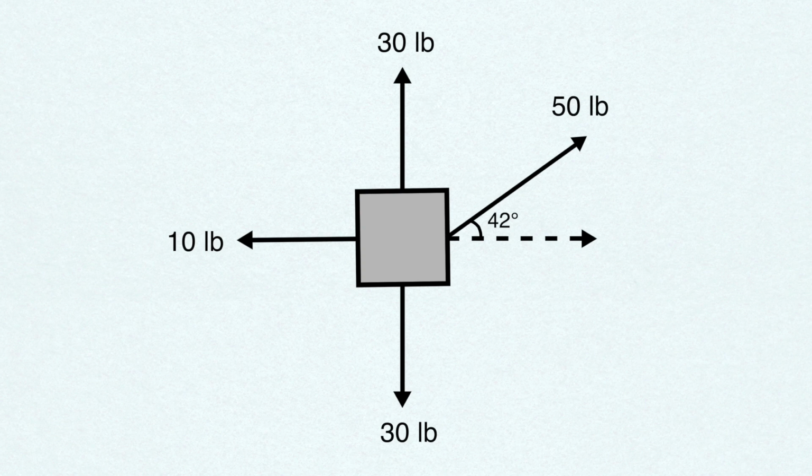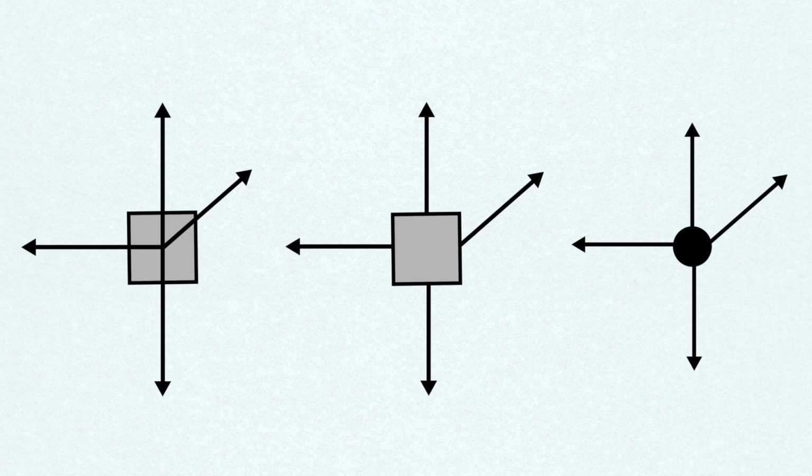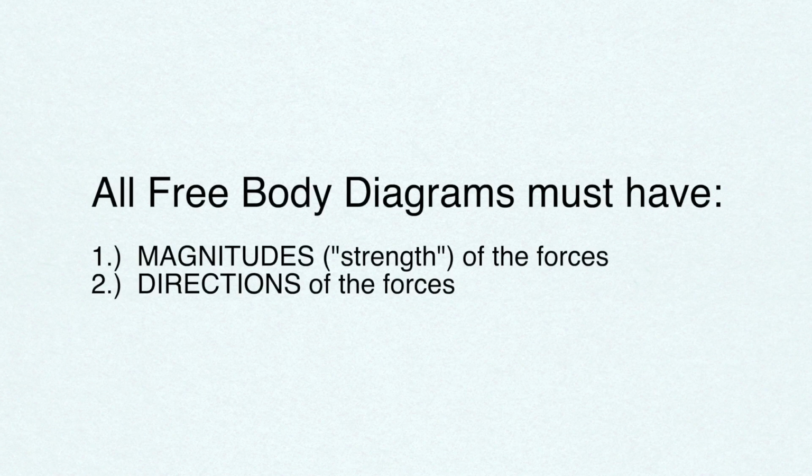Keep in mind that each free body diagram is going to be unique because each situation is different. So sometimes a free body diagram can be drawn a little bit differently. Some variations of it may look like this, but at the end of the day, it's all pretty much the same thing. So in order for something to be a true free body diagram, it must include two things. One is how strong the forces are, and two, what direction those forces are acting.